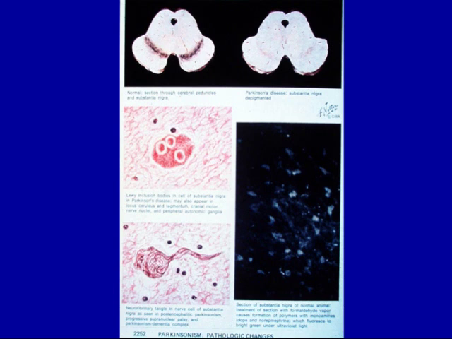The other main pathologic hallmark of Parkinson's disease are these abnormal accumulations of proteins called Lewy bodies. You see that in the middle of the page on the left there. You see the dense core surrounded by the pale halo.